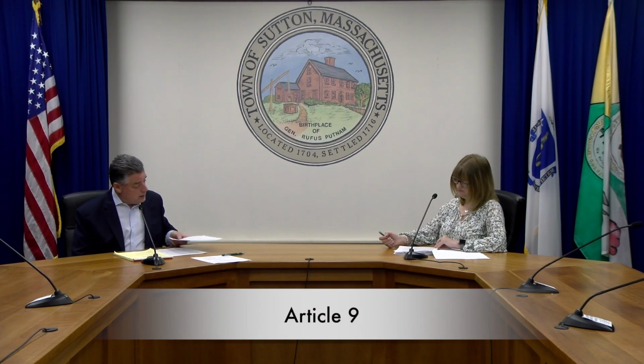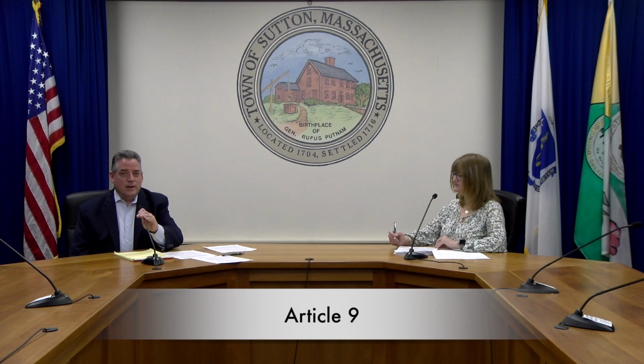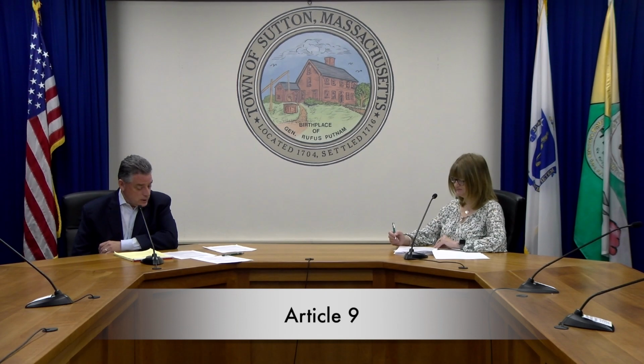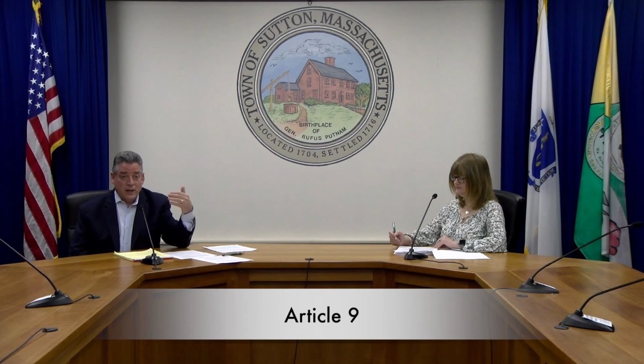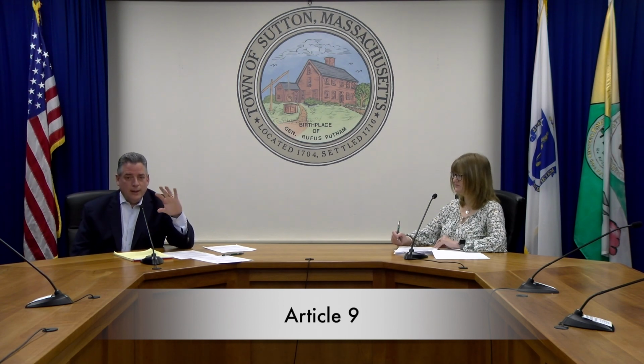Article 9. This is a take back, if you will. Last May town meeting, I think it was Article 12, that we voted out $370,000 in special ed stabilization fund to fund extraordinary out-of-district special education costs. At the end of the year, with the business manager over at the school and the finance director here at town, they came to realization that we really didn't need the $370,000.